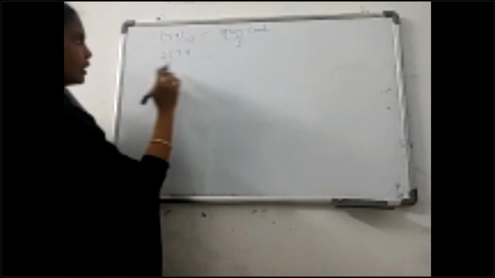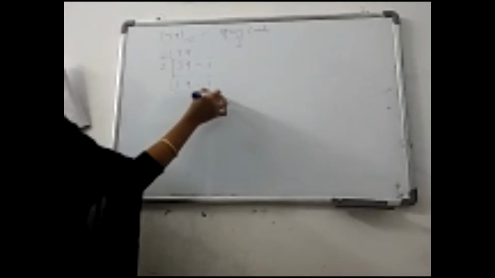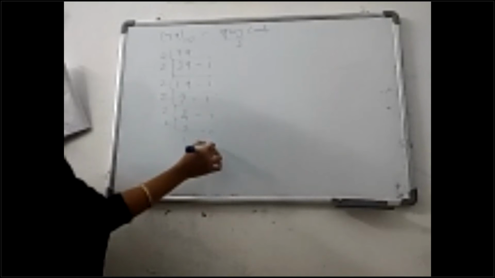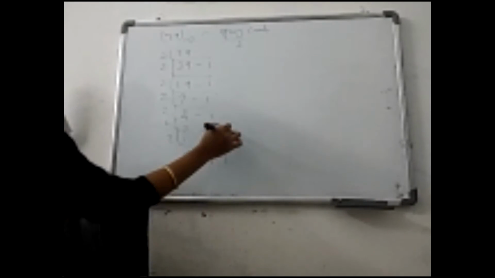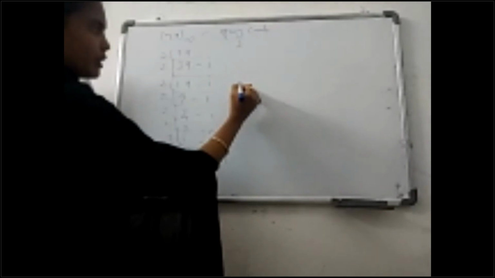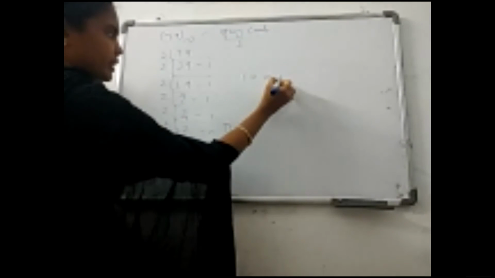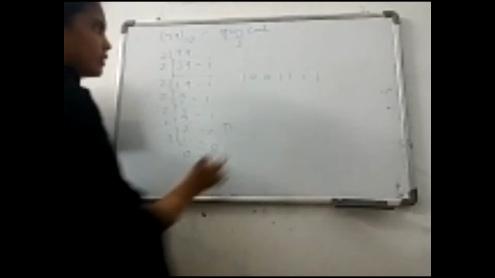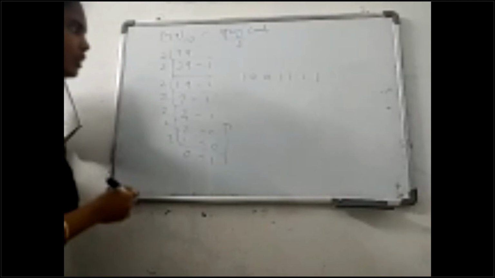2 39s are 78, remainder is 1. And 2 19s are 38, remainder is 1. 2 9s are 18, remainder is 1. 2 4s are 8, remainder is 1. 2 2s are 4, remainder is 0. 2 1s are 2, remainder 0. And 2 0s, remainder 1. So this is the binary form representation. Now you are getting 1 0 0 1 1 1 1, so this is the binary representation.